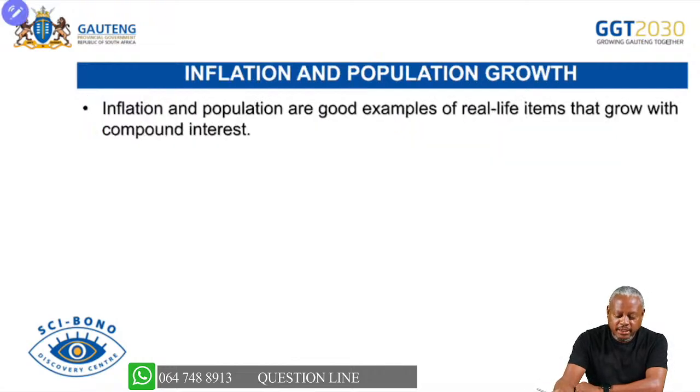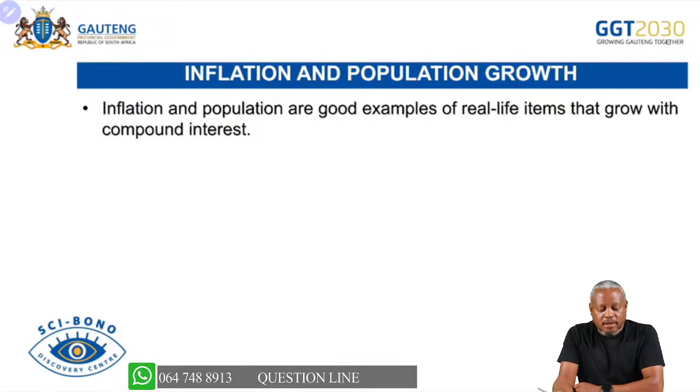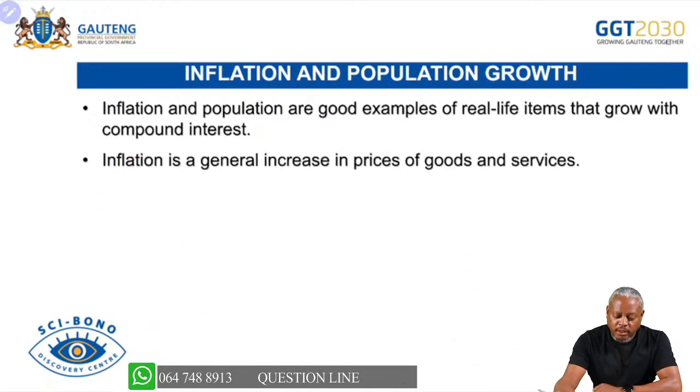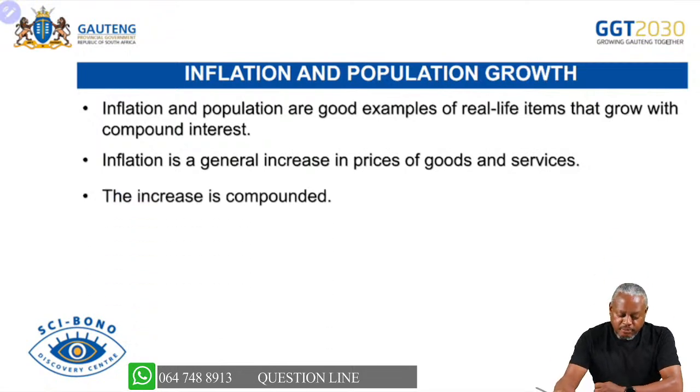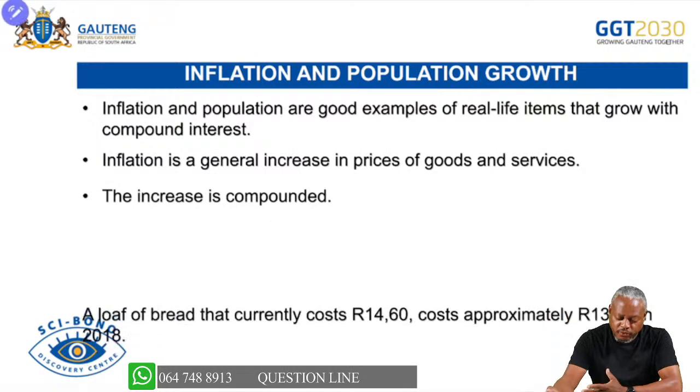Let us proceed. Inflation and population growth. Inflation and population are good examples of real life items that grow with compound interest. Inflation is a general increase in the prices of goods and services. You know that they cannot remain constant. The increase is compounded.